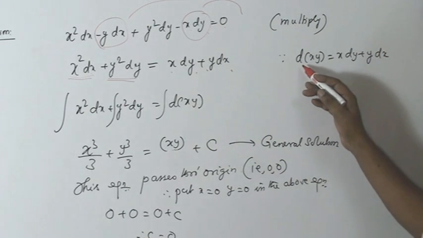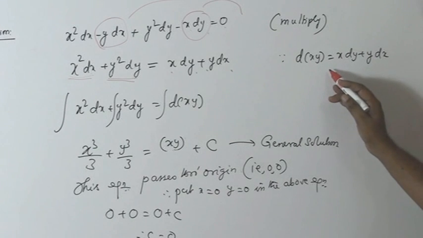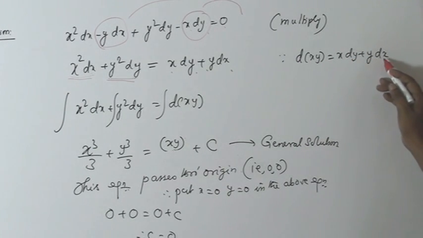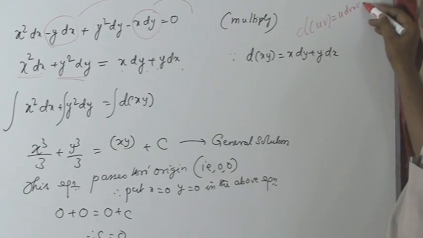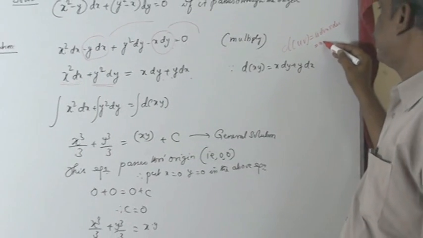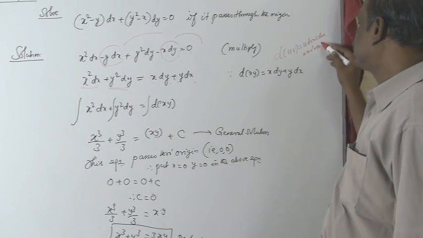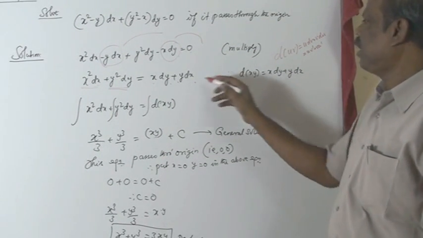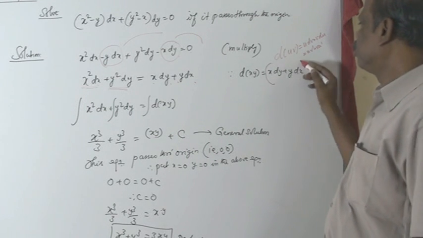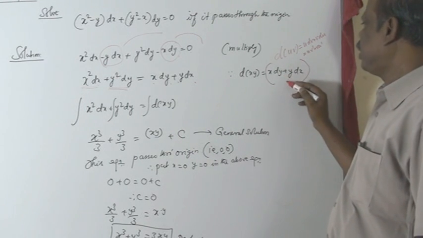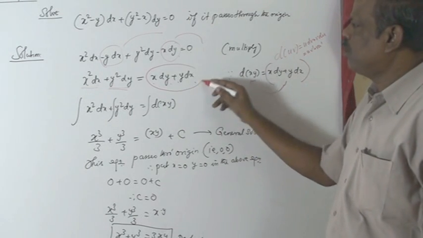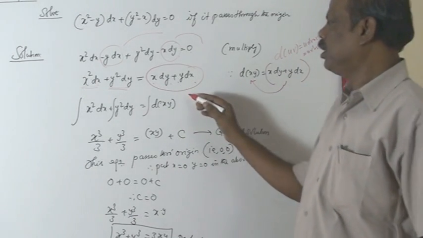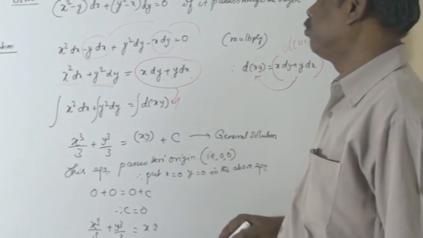Now in 11th standard we know the rule, that is d of xy is x dy plus y dx. That is, derivative of uv is equal to u into dv plus v into du, that is uv dash plus vu dash, is it not? So this same formula can be applied here. So what is x dy plus y dx? It is nothing but d of xy. So we can convert x dy plus y dx into d of xy.